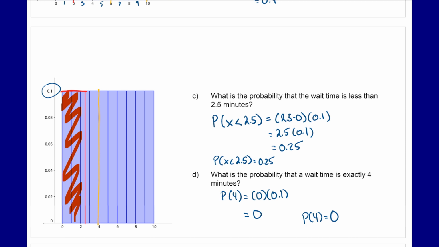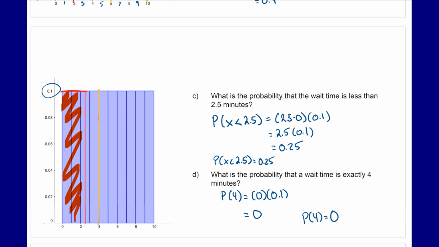Well, the reason that it occurs is because we're looking at continuous data. Right? And if you think of what is the probability of waiting exactly 4.0000000000000 and so on minutes, the probability is extremely, extremely low. You would practically call it 0.